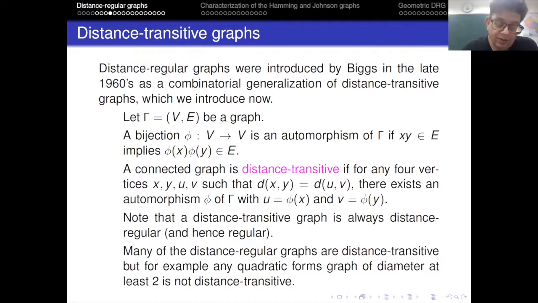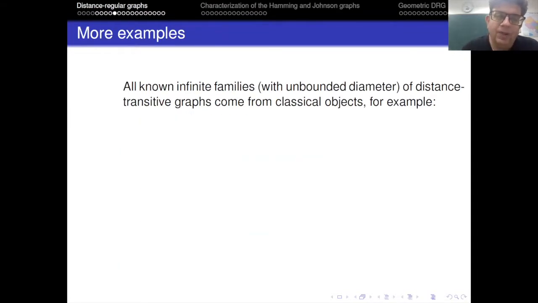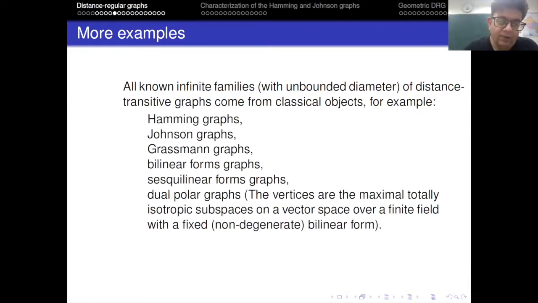Not all distance regular graphs are distance transitive, but for example, any quadratic form graph of diameter at least 2 is not. All known infinite families of unbounded diameter of distance regular graphs come from classical objects. So the Hamming graph, the Johnson graph, the Grassmann graphs. In the Johnson graph, you look at sets, and you can think of a set as a vector space over a field with one element.